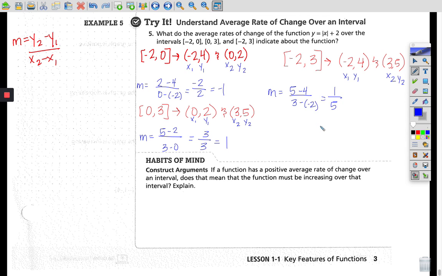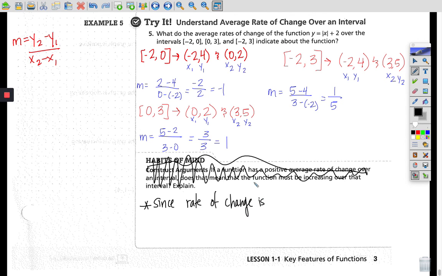So do you notice how my average rate of change is completely different for all 3 intervals? Since the rate of change varies, that means the function is non-linear. And I know you may have run out of some room, so if you want to cross this out so you have some room to write. So I'm going to say, since rate of change varies, the function is nonlinear.